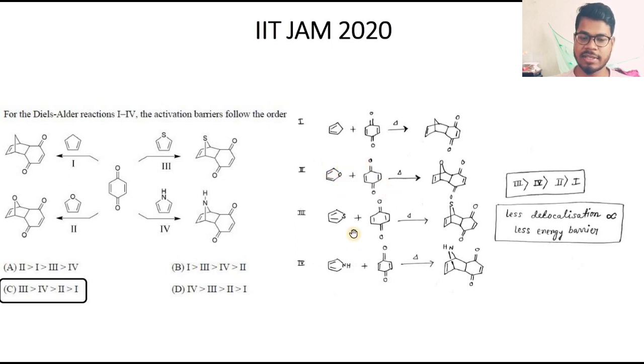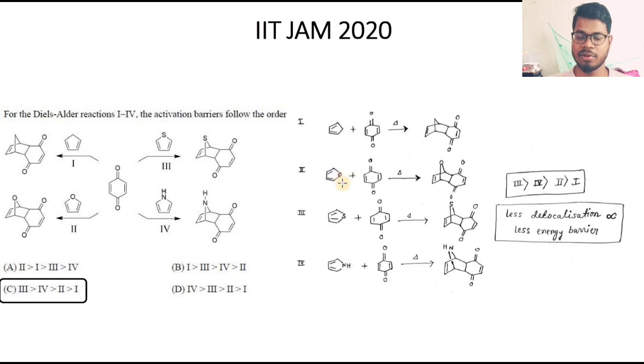So in these three systems, the system which creates less delocalization, that means the resonance will be less, will have a lower activation energy barrier. That means oxygen, which is more electronegative, will not donate electrons to the system. So the two pi bonds will be localized in that position more than in the sulfur and nitrogen systems.